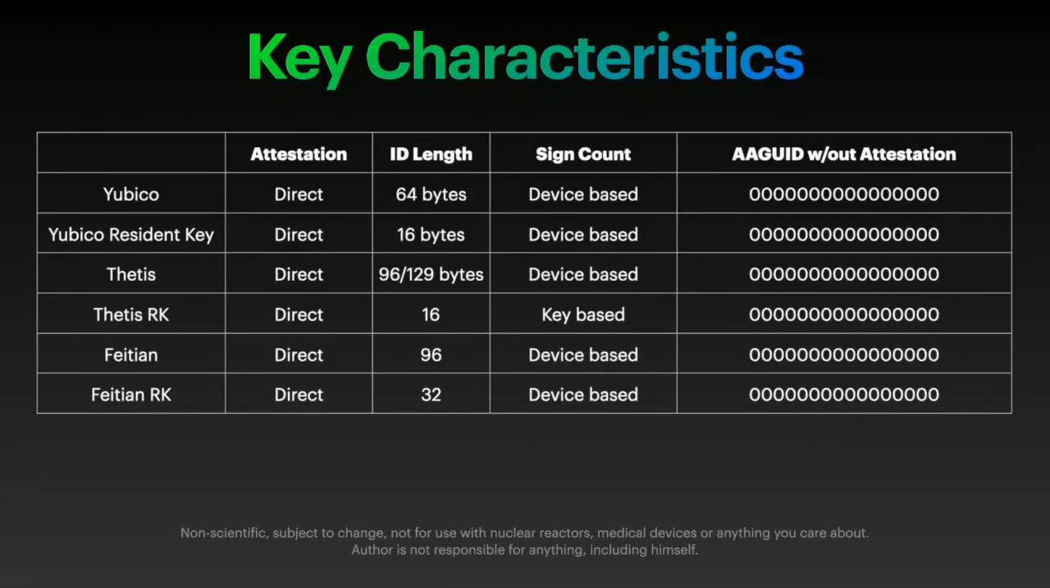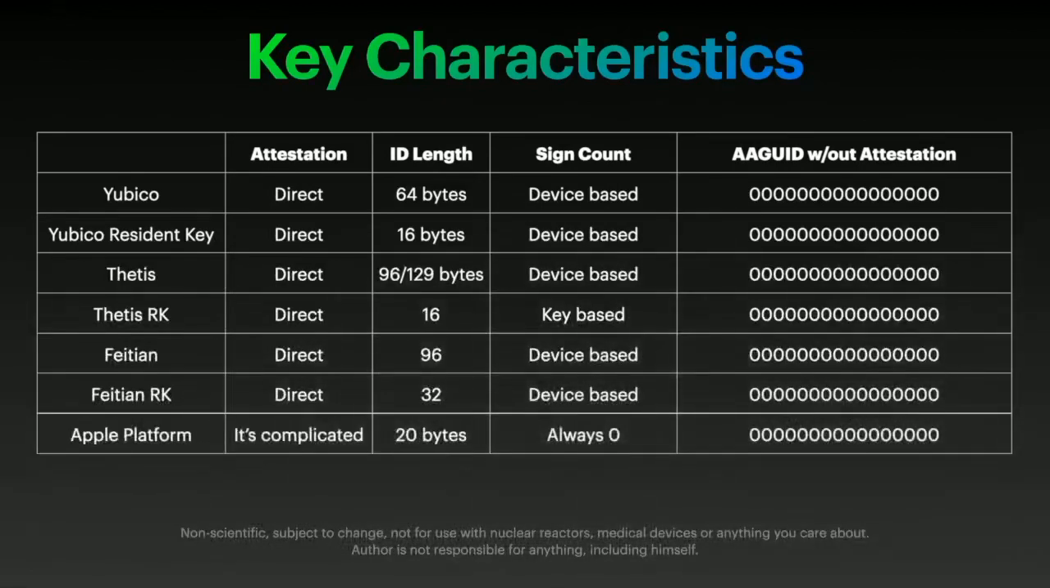Some have signature counts that are based on the device, so they just have a common signature count for every key on that device. Some have a signature count that's based on the key. Some have one that has a little bit of random jitter in it. Pretty much all of them return all zeros if you're not asking for attestation. However, the Apple platform is 20 bytes. The signature count is always zeros. They do a good job of the AAGUIDs. On the attestation, it gets a little bit complicated. We'll talk about that shortly as we get into that.